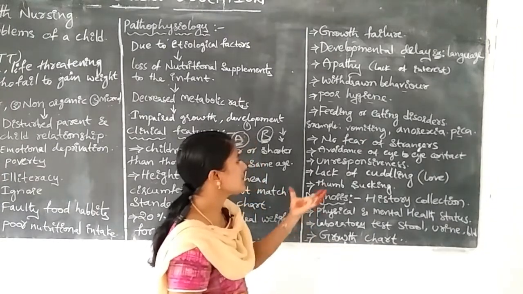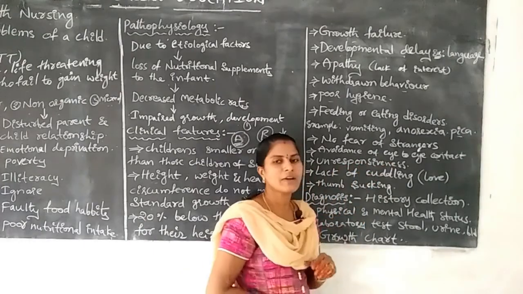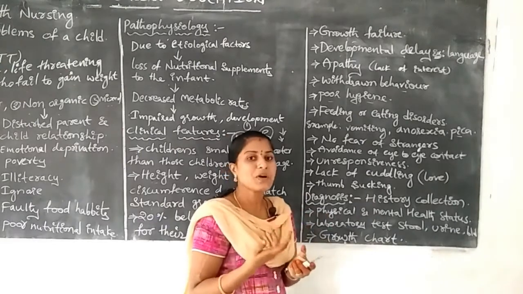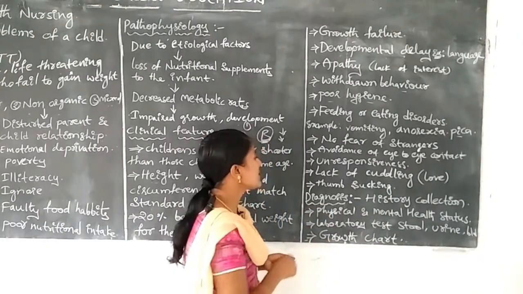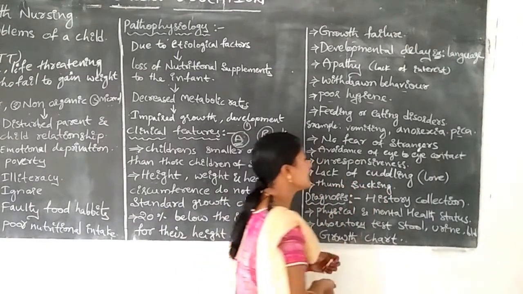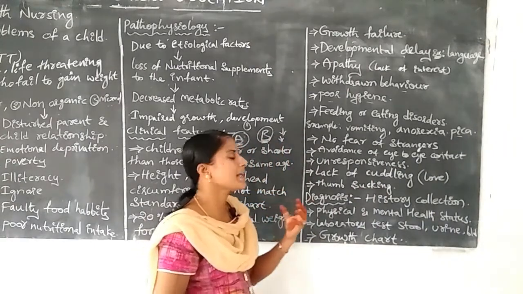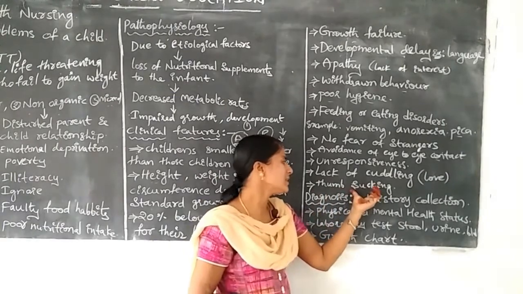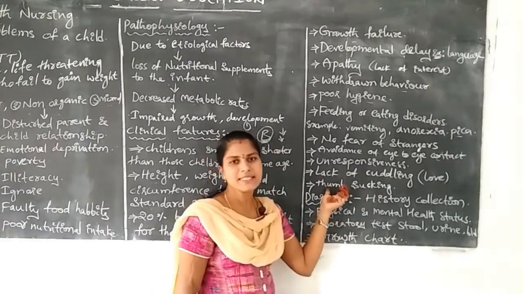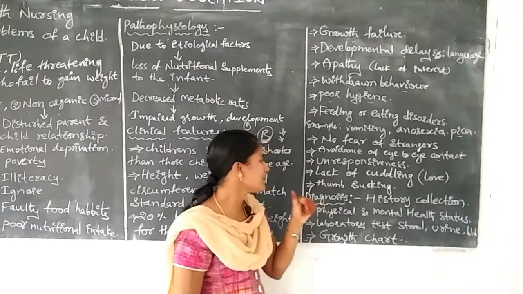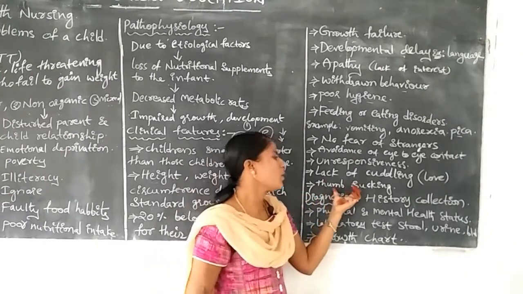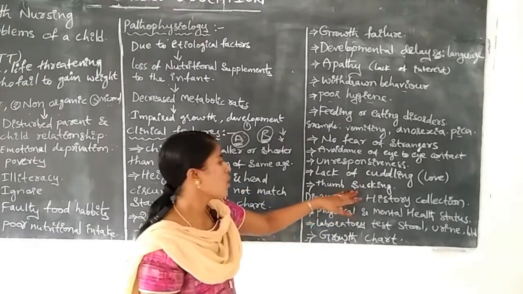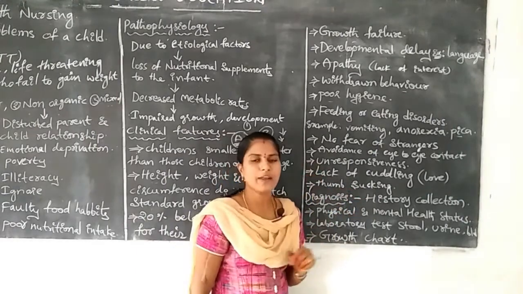Next is unresponsiveness. When you give the infant some work, they do not respond. Next is lack of cuddling, that is, they lose their loving. Next is thumb sucking, which 90% of infants suffer from. Thumb sucking is nothing but keeping their finger in the mouth. This is one of the habits of those suffering with growth failure.